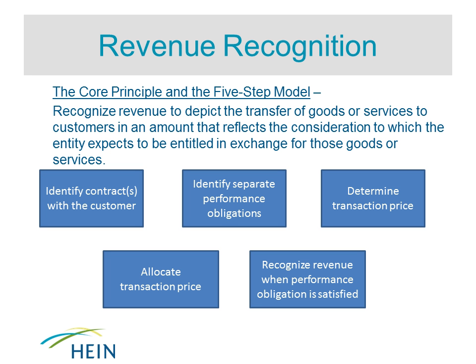But the 5 steps: number 1, identify the contract with the customer. Step 2, identify separate performance obligations. Think in terms of multiple deliverables under old GAAP, legacy GAAP. Step 3, determine the transaction price. Step 4, allocate that transaction price. And step 5, recognize the revenue when the performance obligation is satisfied.